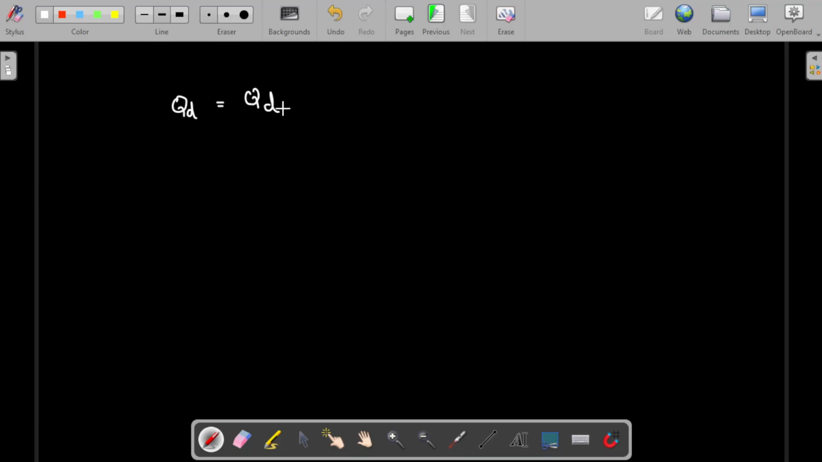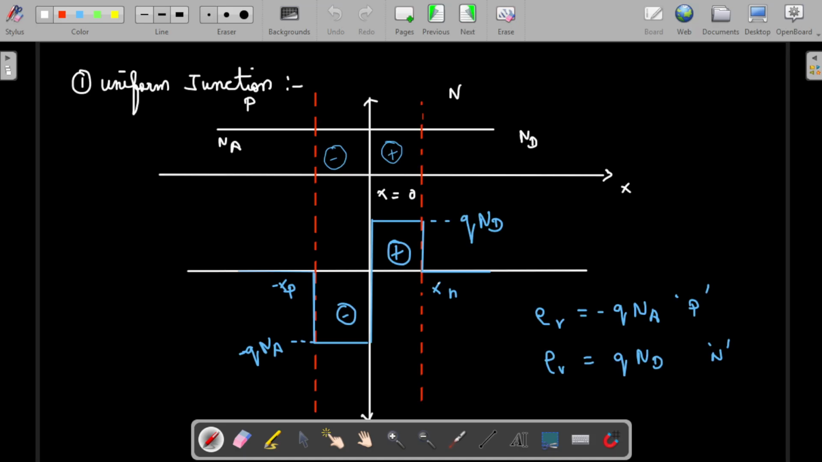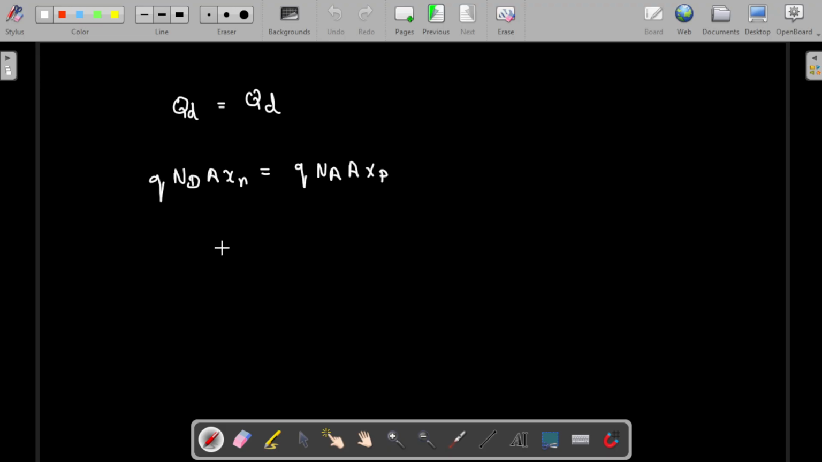If we combine both, the charge is equal because of the charge neutrality condition. So q Nd over the area times xn is equal to q Na over the area times xp. I hope it is understood. This xn and xp are the lengths, and we are just calculating the area of this region. If we cancel all the terms, the remaining relation is Nd xn equals Na xp, which is one very important relation.